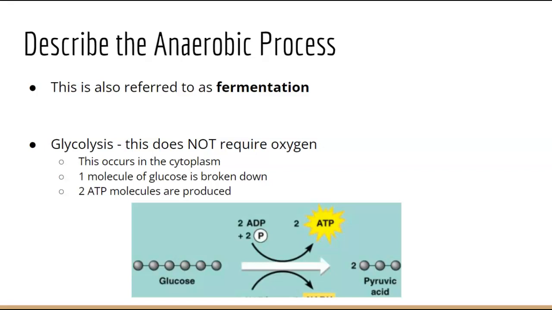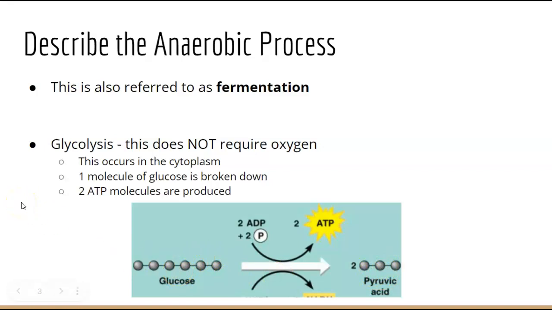There is one major step in the anaerobic process, and it's called glycolysis. That is how you say that word, glycolysis. The glyco means glucose, and lysis means to break down. So you are breaking down glucose, and that's exactly what's happening here, right? Glucose gets broken down into two pyruvic acids.